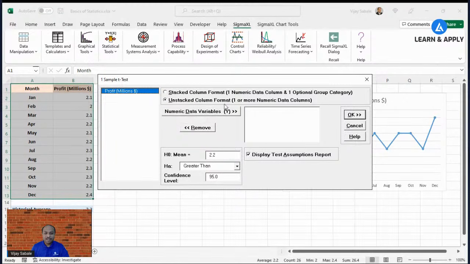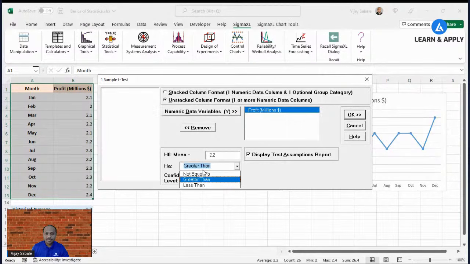We have the data in one unstacked column format. We can put it in as numerical data variables. We can select profit in $1,000,000. Here our null hypothesis mean is equal to 2.2. That's the historical average. And we want to say whether there is a significant improvement or not. Let's say we can say whether there is a change, an improvement, or some deterioration. As we are interested in improvement, let's select greater than at this point. Keep the confidence level at 95% and click OK.